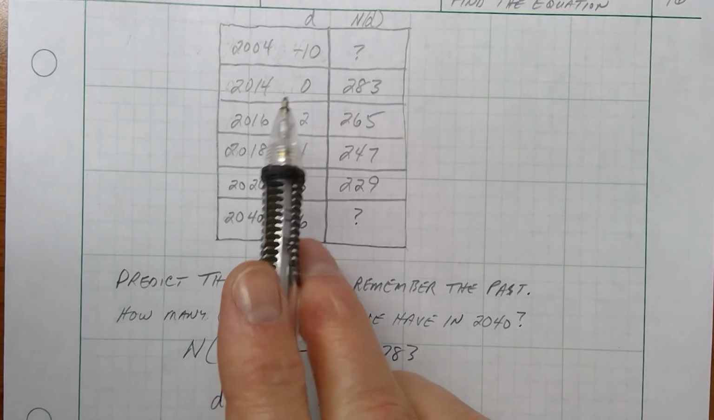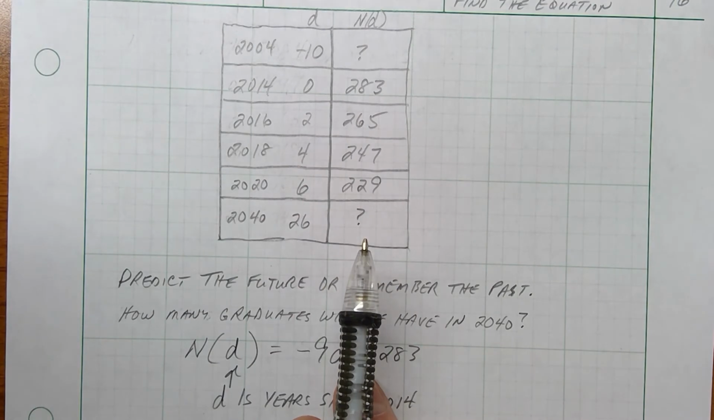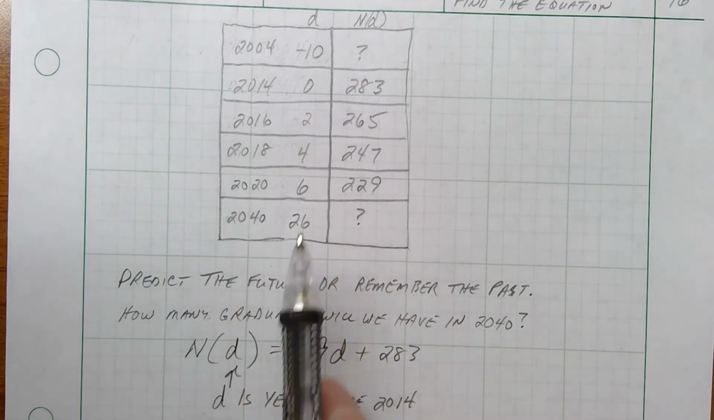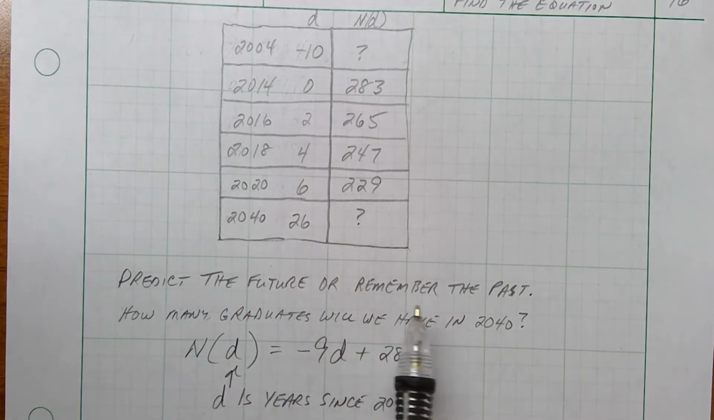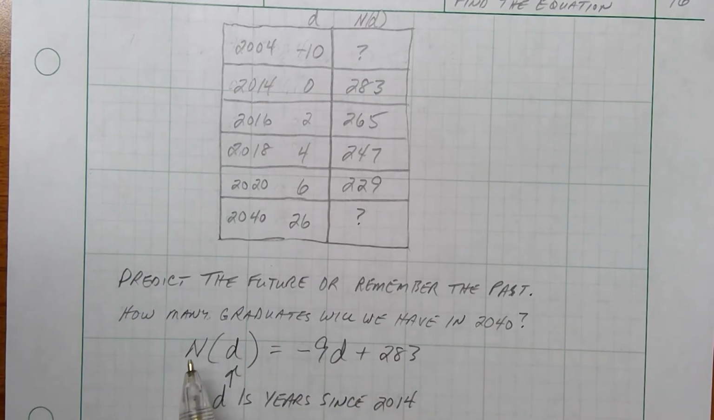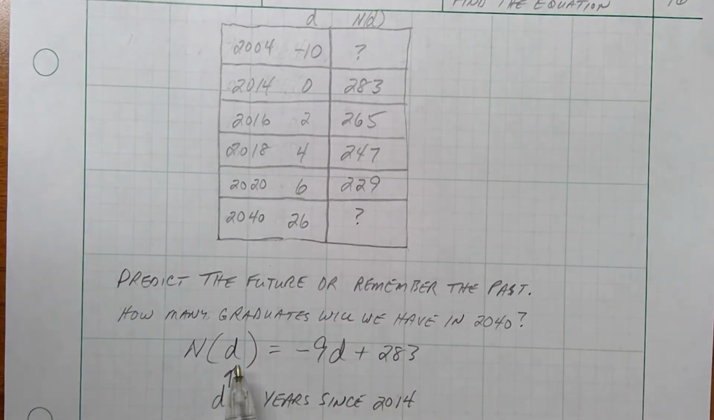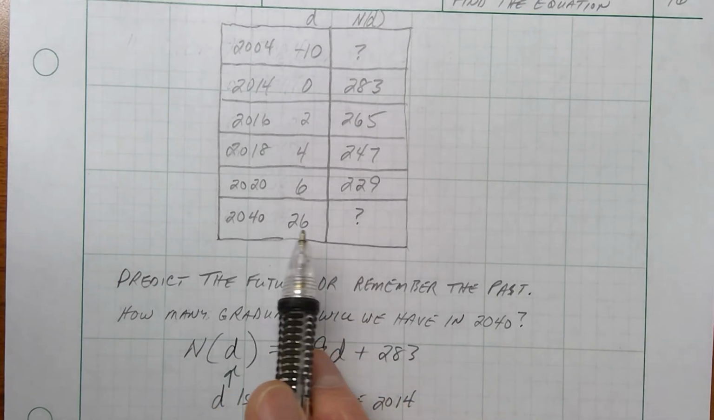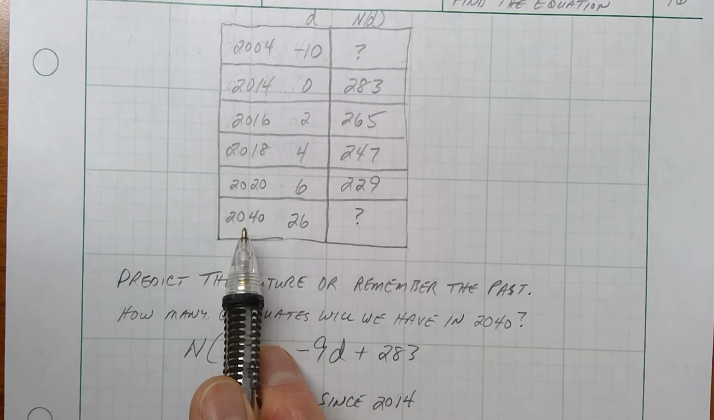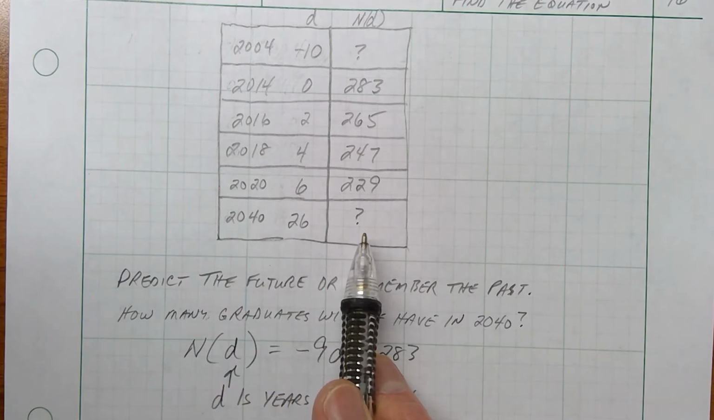All right, so once we have our table here, once we've figured out our D's, now we can predict the future or remember the past. We just got to use our equation here. The number of graduates depends on what year you're talking about, what D you're talking about. So if we ask how many graduates will we have in 2040, we're asking this question right here. We're saying in 2040, how many graduates will I have?